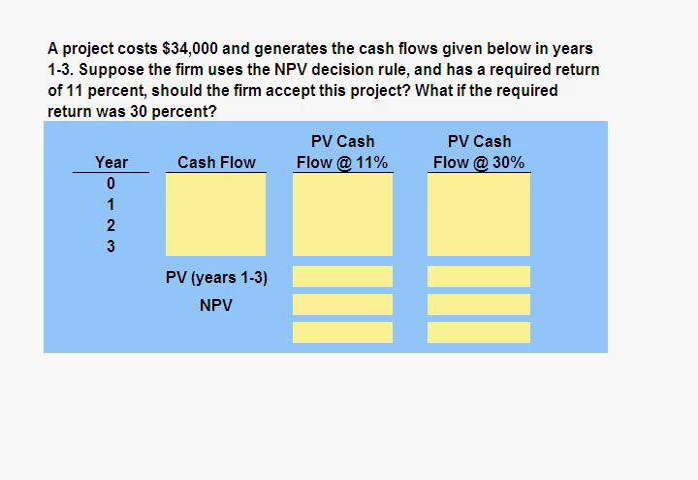A project costs $34,000 and generates the cash flows given below in years 1 through 3. Suppose the firm uses the net present value decision rule and has a required rate of return of 11%. Should the firm accept this project? What if the required rate of return was 30%?